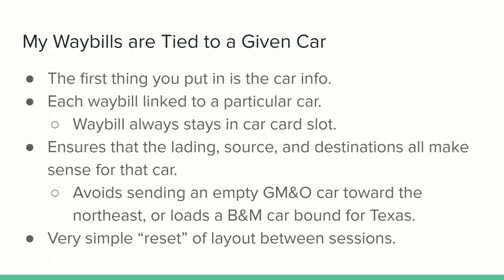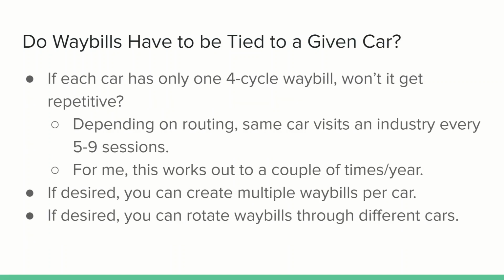Or conversely, to take a Boston and Maine car and put a load in it that's bound for Texas, when that car should be, as an empty, heading back toward the Boston and Maine. It also makes it really easy to reset the layout between sessions, so that I'm not going back to a whole box of waybills and trying to get new ones for a given car. I just wander through the layout and go to each of the bill boxes and just rotate the cards, the waybills for the ones that are ready to be rotated.